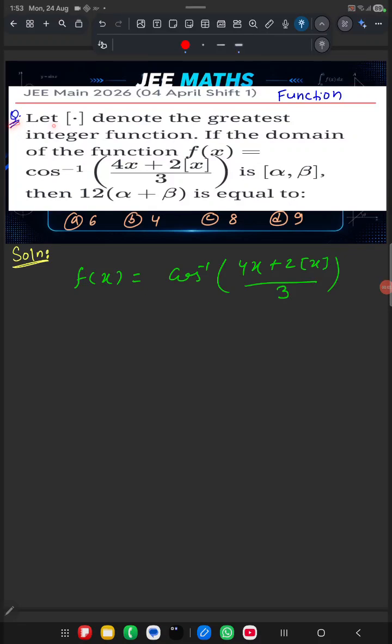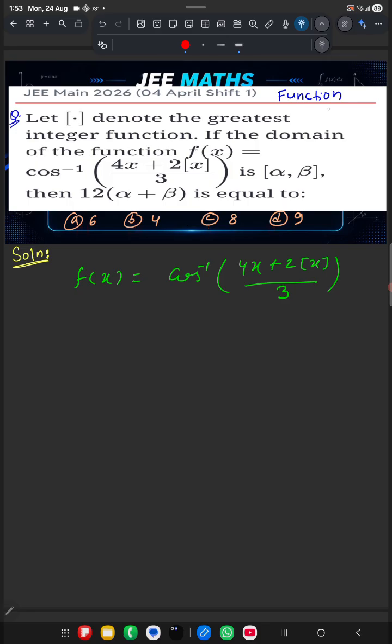Let this symbol denote the greatest integer function. If the domain of the function f(x) = cos inverse of (4x plus twice of the greatest integer function of x divided by 3) is the closed interval [alpha, beta], then 12 of (alpha plus beta) is equal to, these are the options.